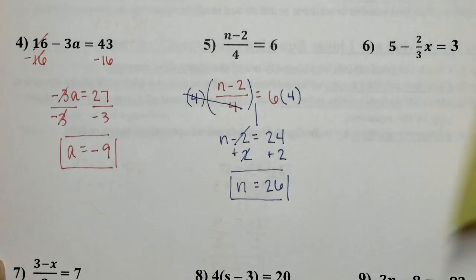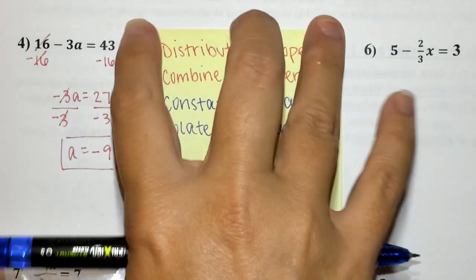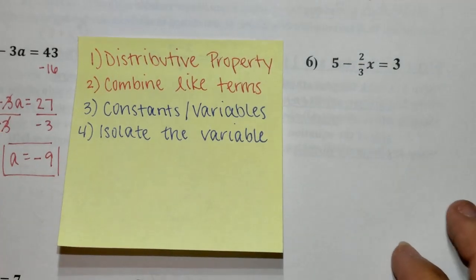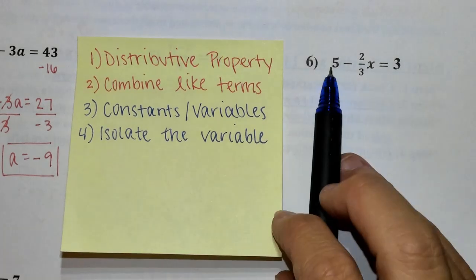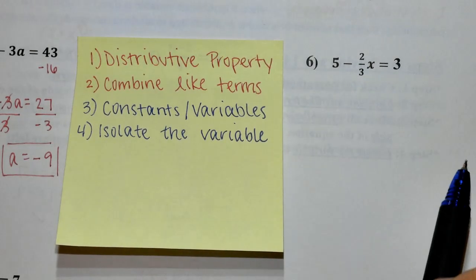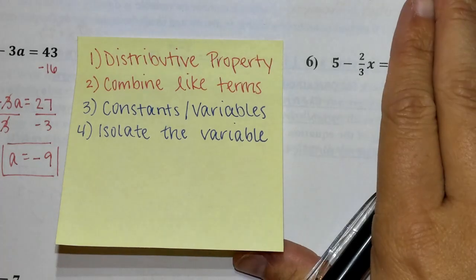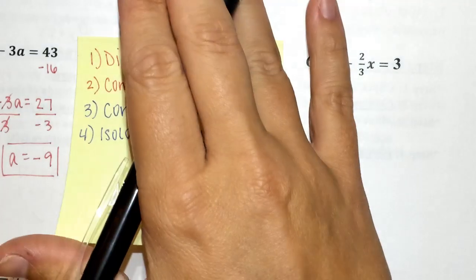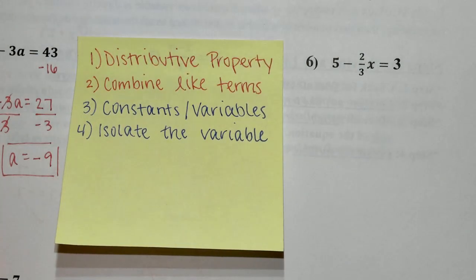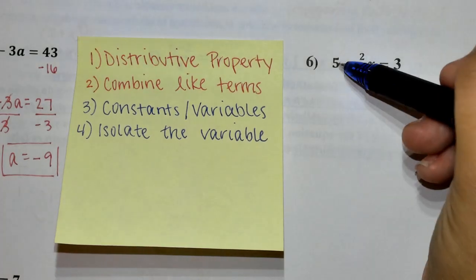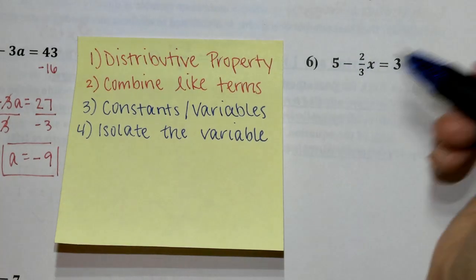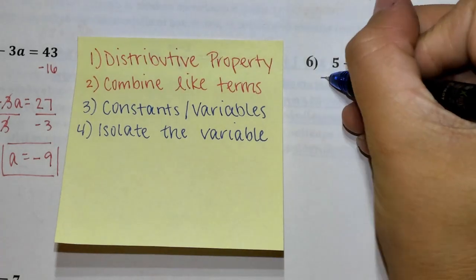Alright, let's look at number 6. Number 6. 5 minus 2/3 x equals 3. Alright, again, the distributive property I do not have to do because there are no parentheses. Combining like terms, I cannot combine those terms, and I cannot combine a 3 with itself. Alright, so I've got to get my constants on the same side. Variable is already on the left. That means I need to get rid of the 5 and move it to the right. The way that I do that, it's a positive 5, so taking it away.